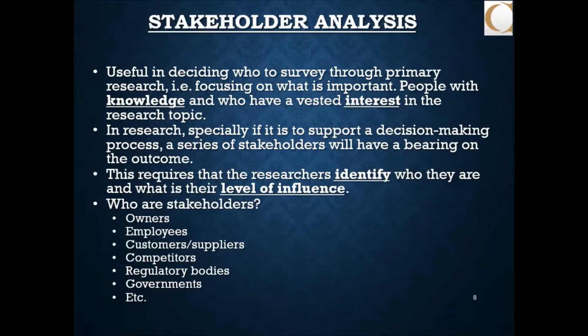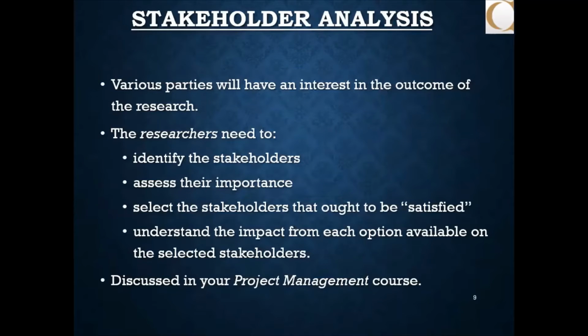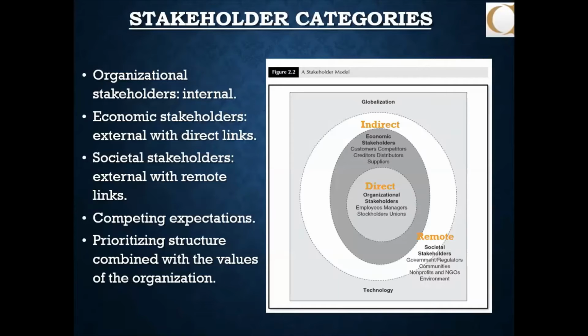So then these stakeholders include owners, employees, customers/suppliers, competitors, regulatory bodies, governments, etc. Stakeholder research, various parties will have an interest in the outcome of the research. So researchers need to identify the stakeholders, assess their importance, select the stakeholders that we need for the study, and determine the impact from each option available from these stakeholders. So there's organizational stakeholders, which are internal, and then economic stakeholders, external with direct links, societal stakeholders, external with remote links.